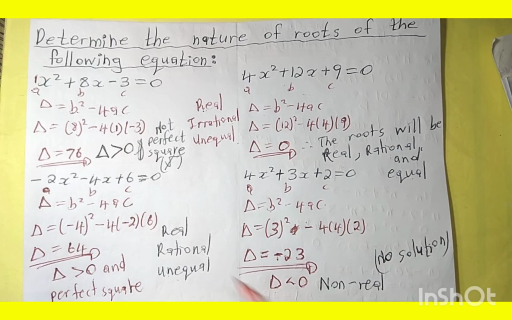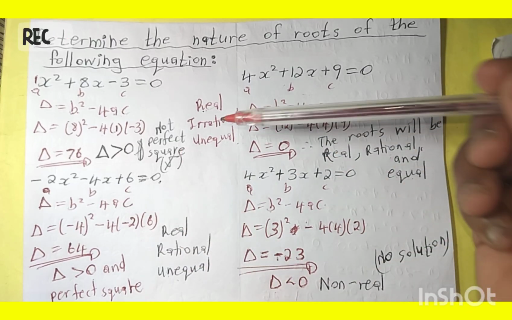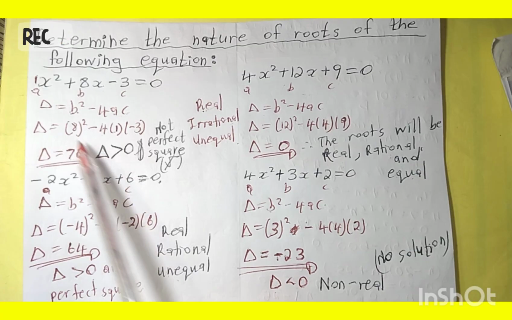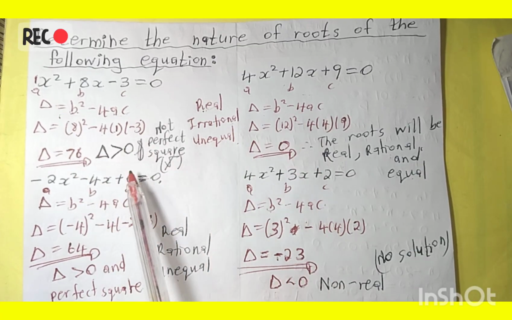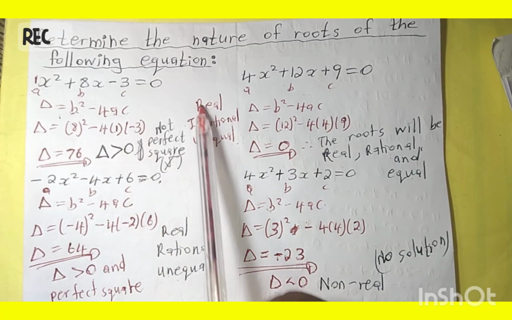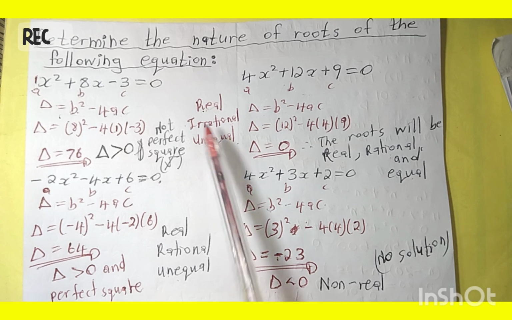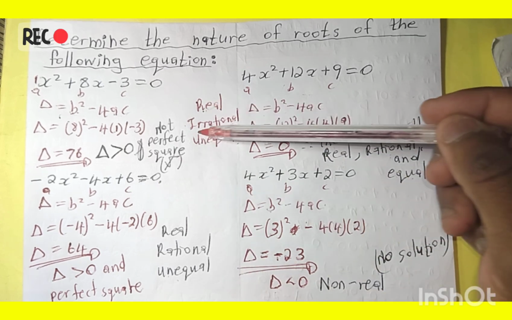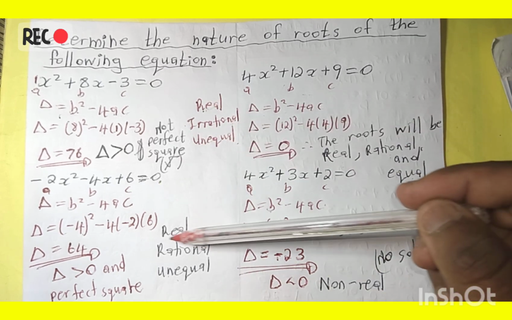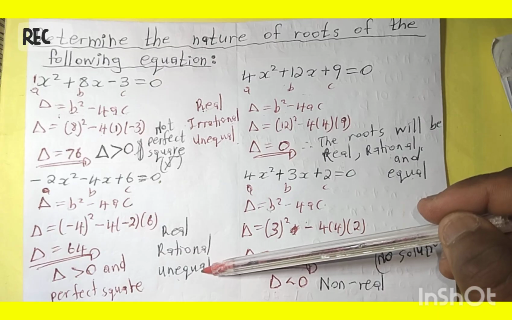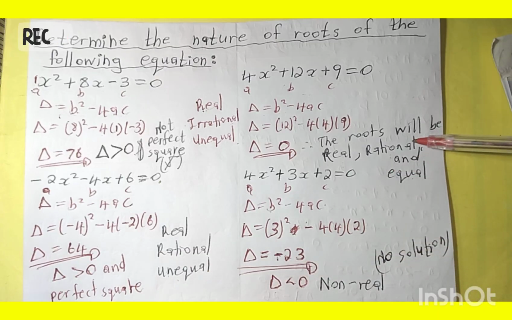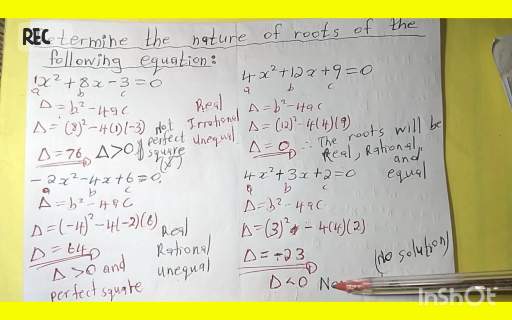By the way, guys, from my previous lesson, I was just showing you how to apply the discriminant equation to describe the nature of roots. These are the nature of roots. This one, do you see, real, rational, unequal. Then this one, real, rational, equal, and here, non-real.